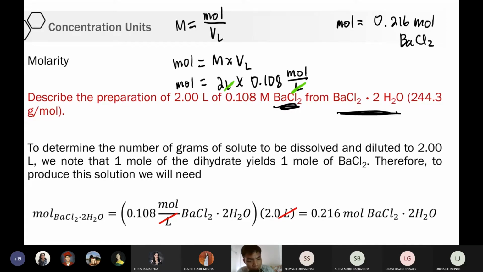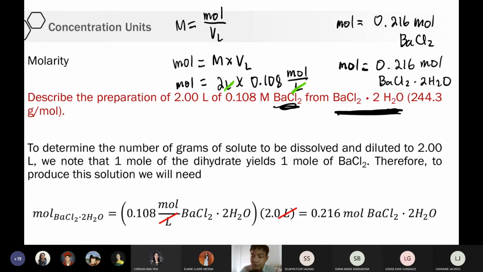However, the source of barium chloride is this one, barium chloride dihydrate. Ano yung ratio nila? Sabi ko kanina, 1:1. Okay? Ang difference lang naman ay yung H2O. So, hindi naman nagmamatter yan masyado. Okay? So, that means, ito ay equal din sa ganong dami din ng barium chloride dihydrate. Okay?